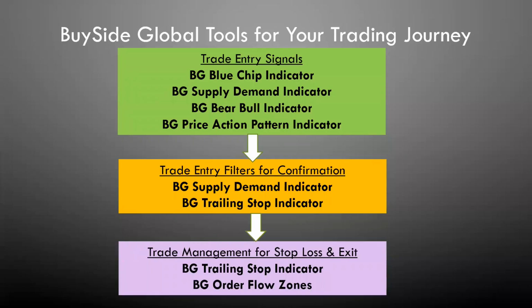But now you need help managing it. You obviously don't want to get stopped out. You obviously want to make as much money as possible and not leave any money on the table. So the BG trailing stop indicators help you make decisions with those, and order flow zones will help you make decisions with those. Because you're going to have to make those decisions. And if you want a little help and some confidence in your trade and some consistency, that's what these are for. So let's talk about the blue chip.